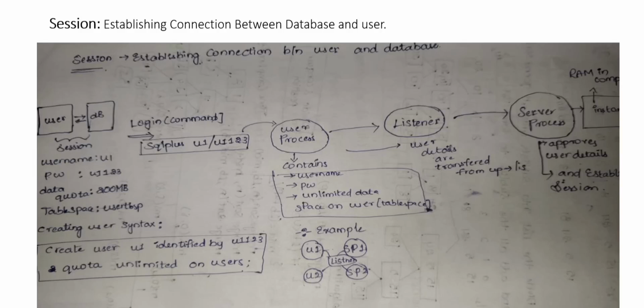Whenever the server approves, the instance is created. We have talked about the instance from the start. The instance is similar to the RAM of a computer. It is a volatile memory, just like RAM. Whenever a user establishes a connection with the database, only then is an instance created. So this is all about session establishment. In upcoming videos we will see what happens after establishing a session with the database, how the instance and database will work, and also the background processes.